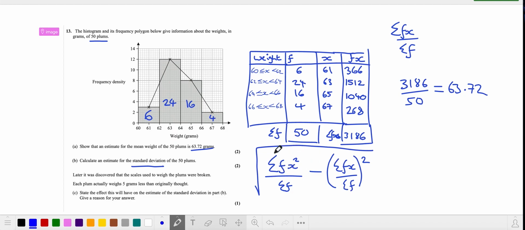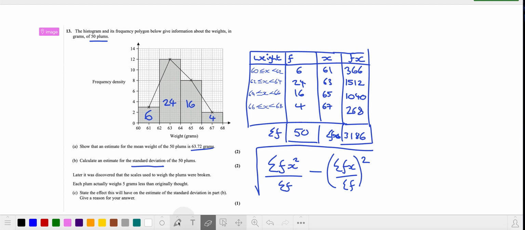Okay, so we need to figure out this top number here, sum fx squared. That is not the same as the sum of fx all squared, because we're not squaring our frequencies, we're squaring x and x only. So we need to square all of our x values and then multiply each one of those squared x values by the frequency. Then we can add them all up together.